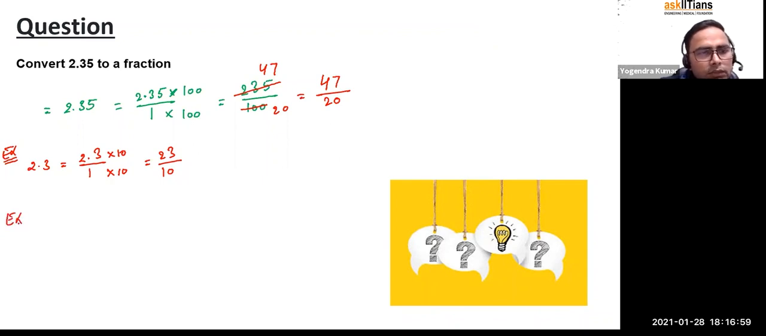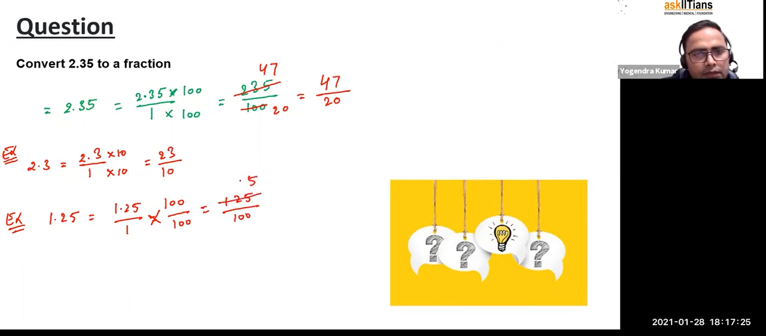Now we can have more numbers. Another example like 1.25. What is there in the denominator? 1.25 divided by 1. So now we need to multiply 100 and 100. So 125 divided by 100. Now again by 5. 5 twenty-fives are 125 and 5 twenties are 100, then 25 by 20. One more time it can go by 5, and we get 5 divided by 4, right?